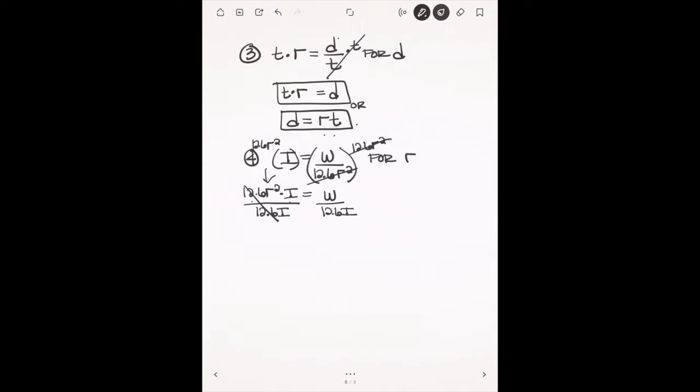And when I do that, my 12.6's cancel and my i's cancel, and I'm left with R squared is equal to W over 12.6I. Now, we have to get rid of the R squared. We just want plain R. So we still have one more step.